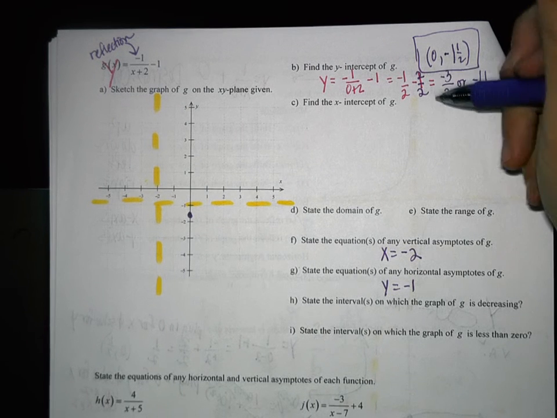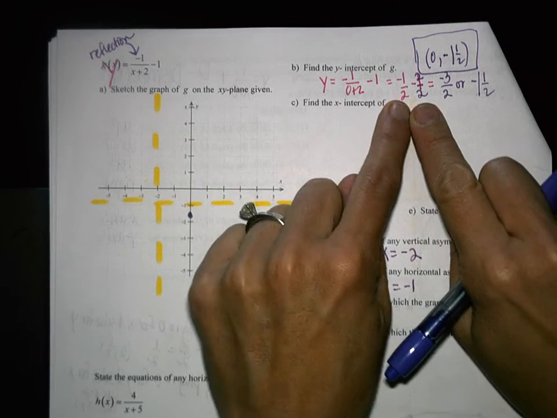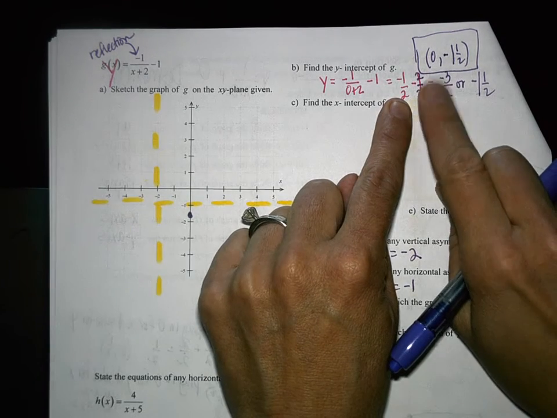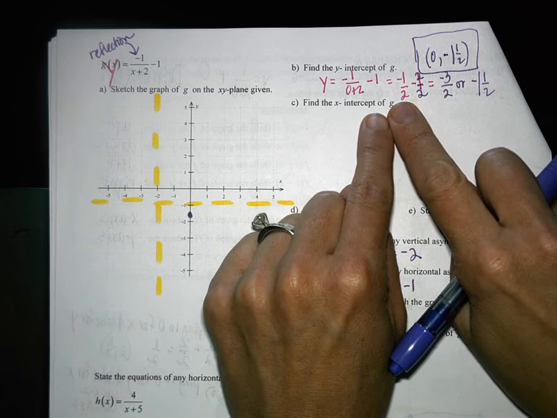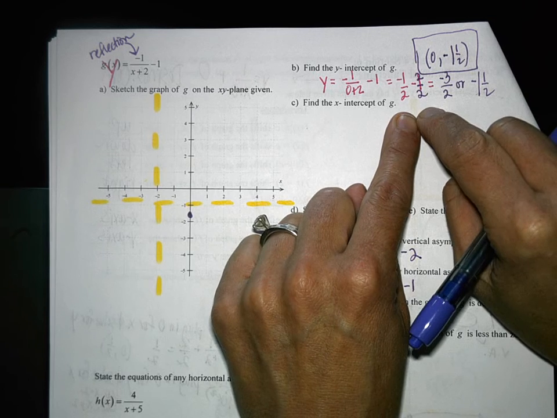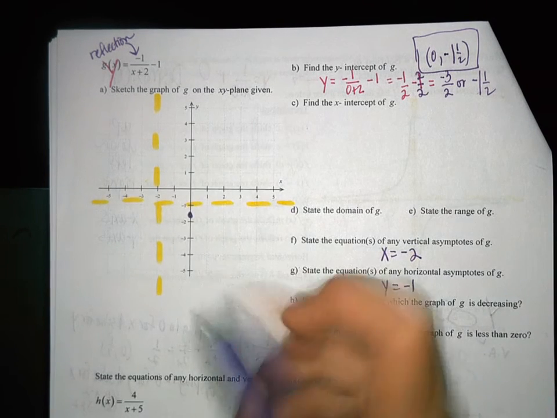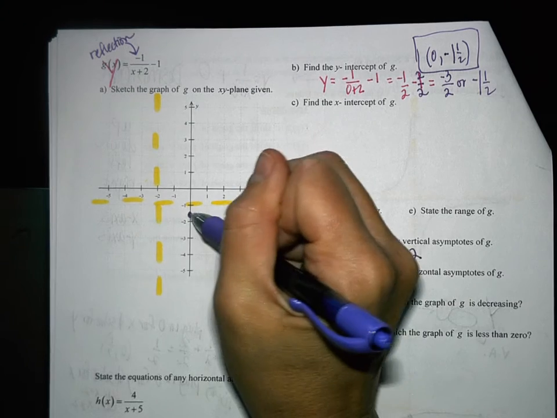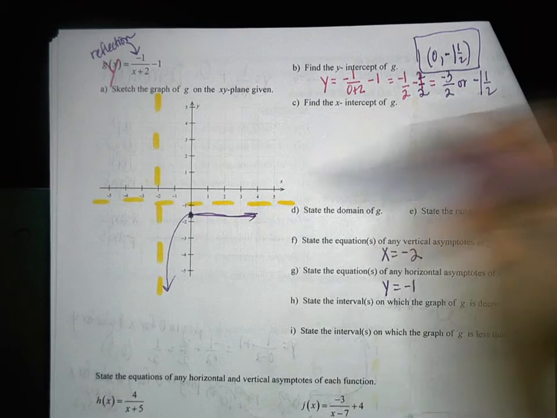2 over 2 reduces to 1. Because this has a denominator of 2, I want this to have a denominator of 2. If this had a denominator of 5, I would have written this as 5 over 5. Is that better? Okay. This is not going to touch the x-axis because it has that asymptote right there, right? And so that curve is done.